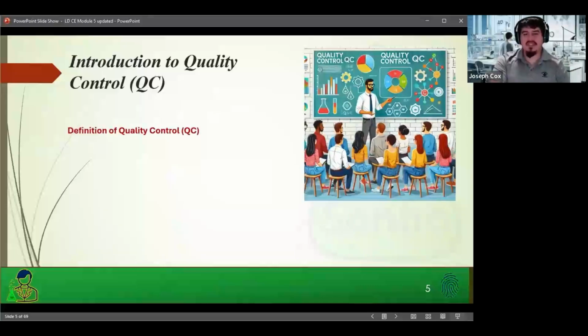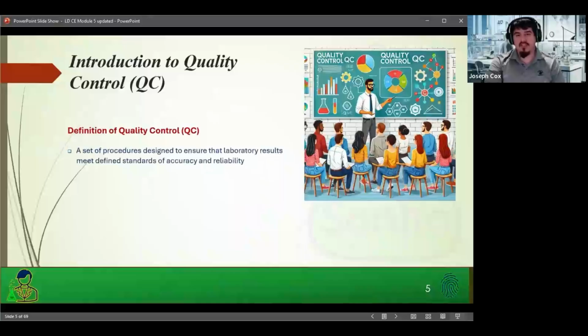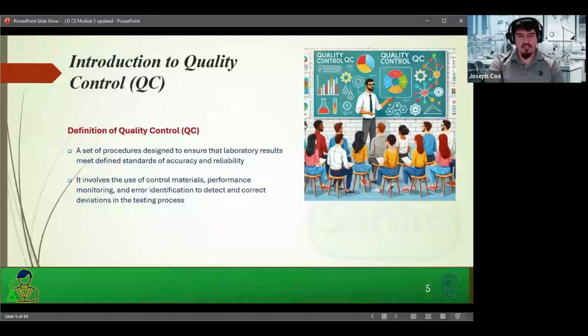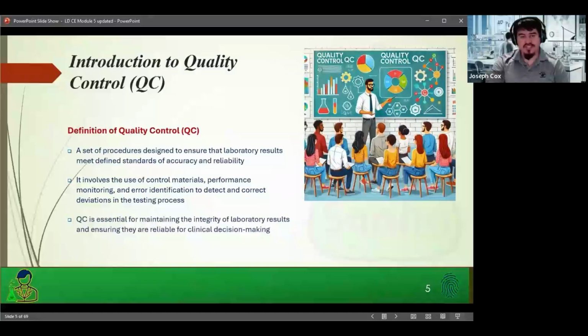Let's dive in. So what is quality control, or QC? It's a set of procedures designed to ensure the laboratory results meet defined standards of accuracy and reliability. It involves the use of control materials, performance monitoring, and error identification to detect and correct deviations in testing processes. QC is essential for maintaining the integrity of the laboratory results and ensuring that they are reliable for clinical decision making.